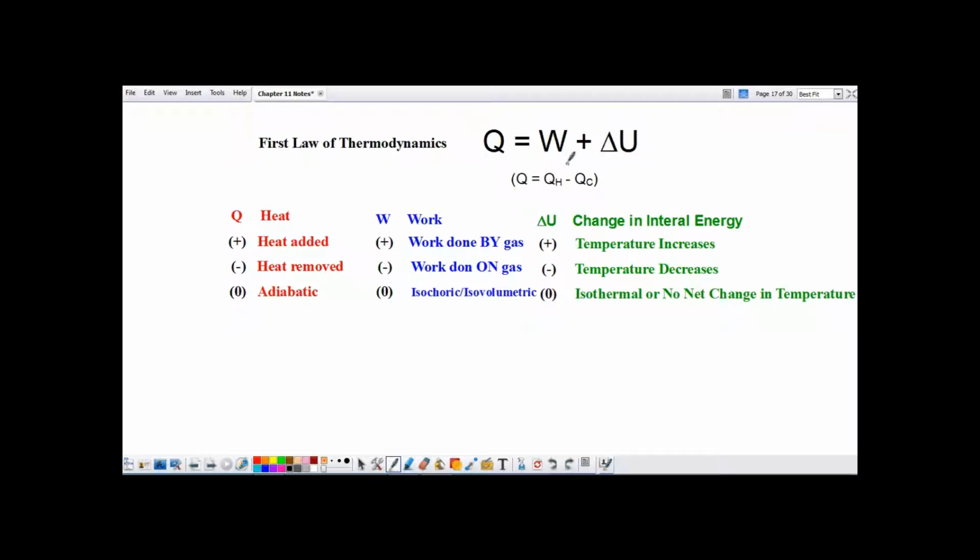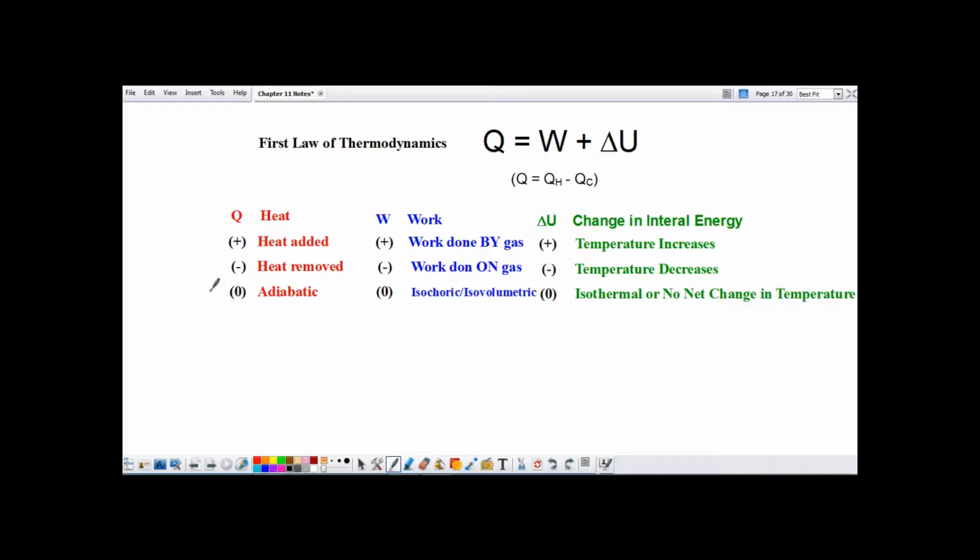First, we're going to look at heat. Heat is positive if heat is added. It's negative if it's removed. And it could be zero if we have an adiabatic process. Now, sometimes heat is both added and removed within a process, and so we need to find the net amount of heat.